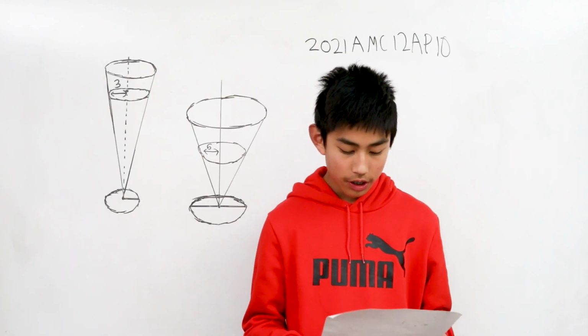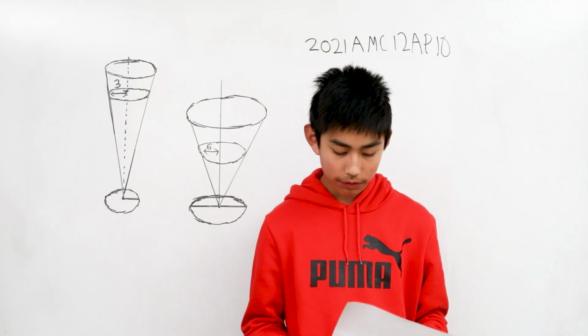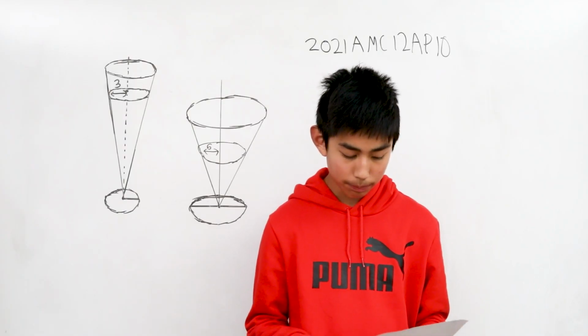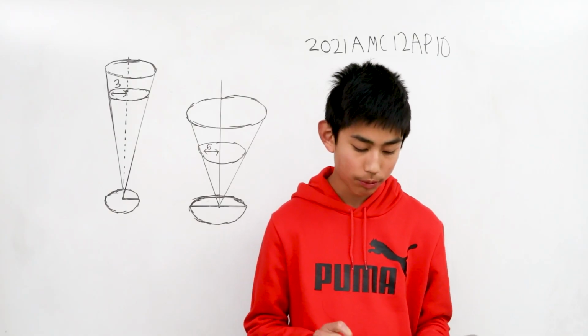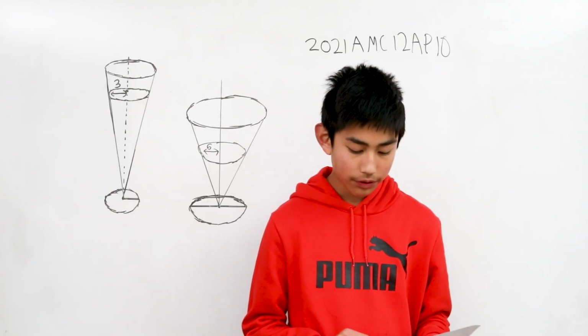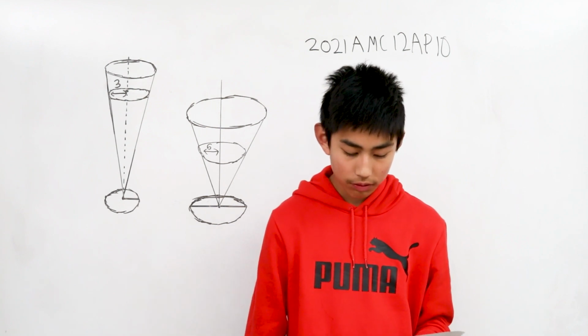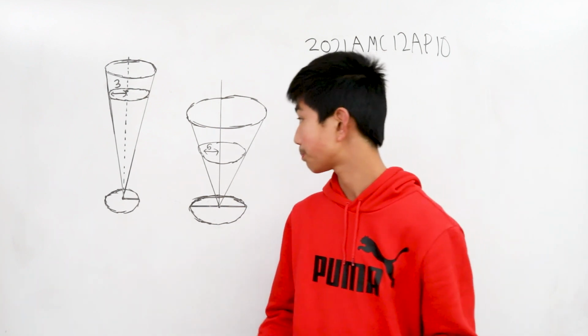Into each cone is dropped a spherical marble of radius 1 centimeter, which sinks to the bottom and is completely submerged without spilling any liquid. What is the ratio of the rise of the liquid level in the narrow cone to the rise of the liquid level in the wide cone?